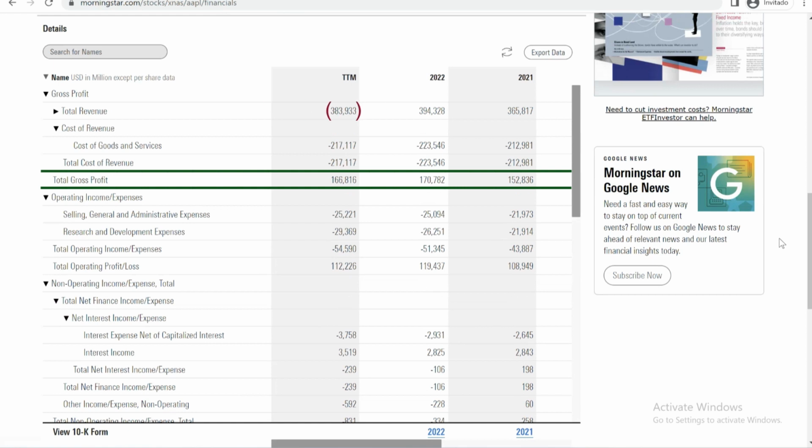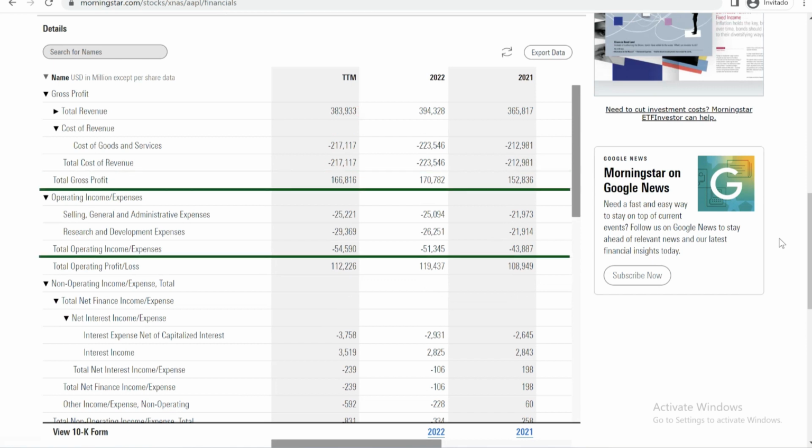So total revenue minus cost of revenue equals gross profit. Operating income or expenses. In this case, these are all expenses because they're negative. And it refers to the expenses the business has other than manufacturing and distributing their product. This, as we can see, is divided into general, administrative expenses, and research and development. Examples of general, administrative expenses are salaries, subscriptions, rents, marketing expenses, and even the depreciation that their assets have.